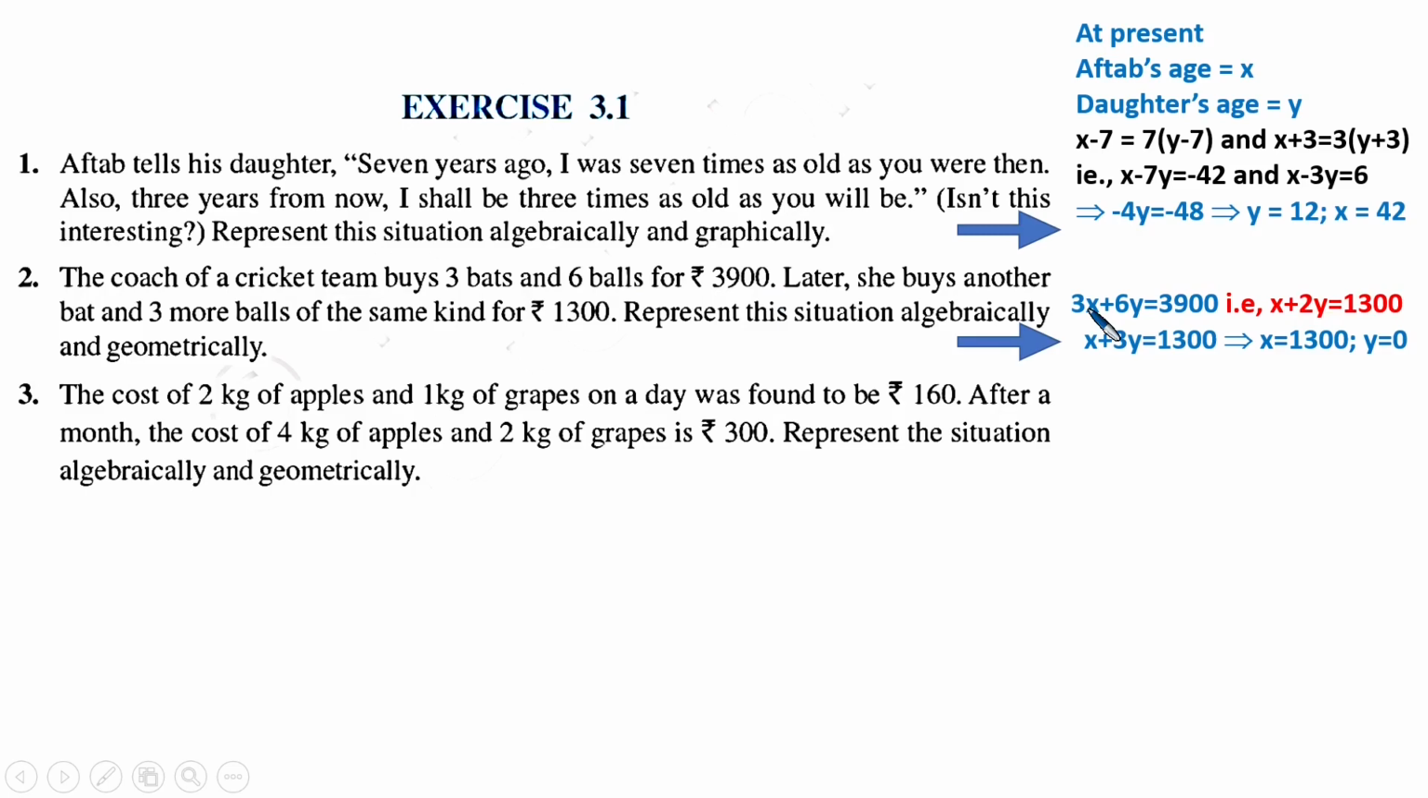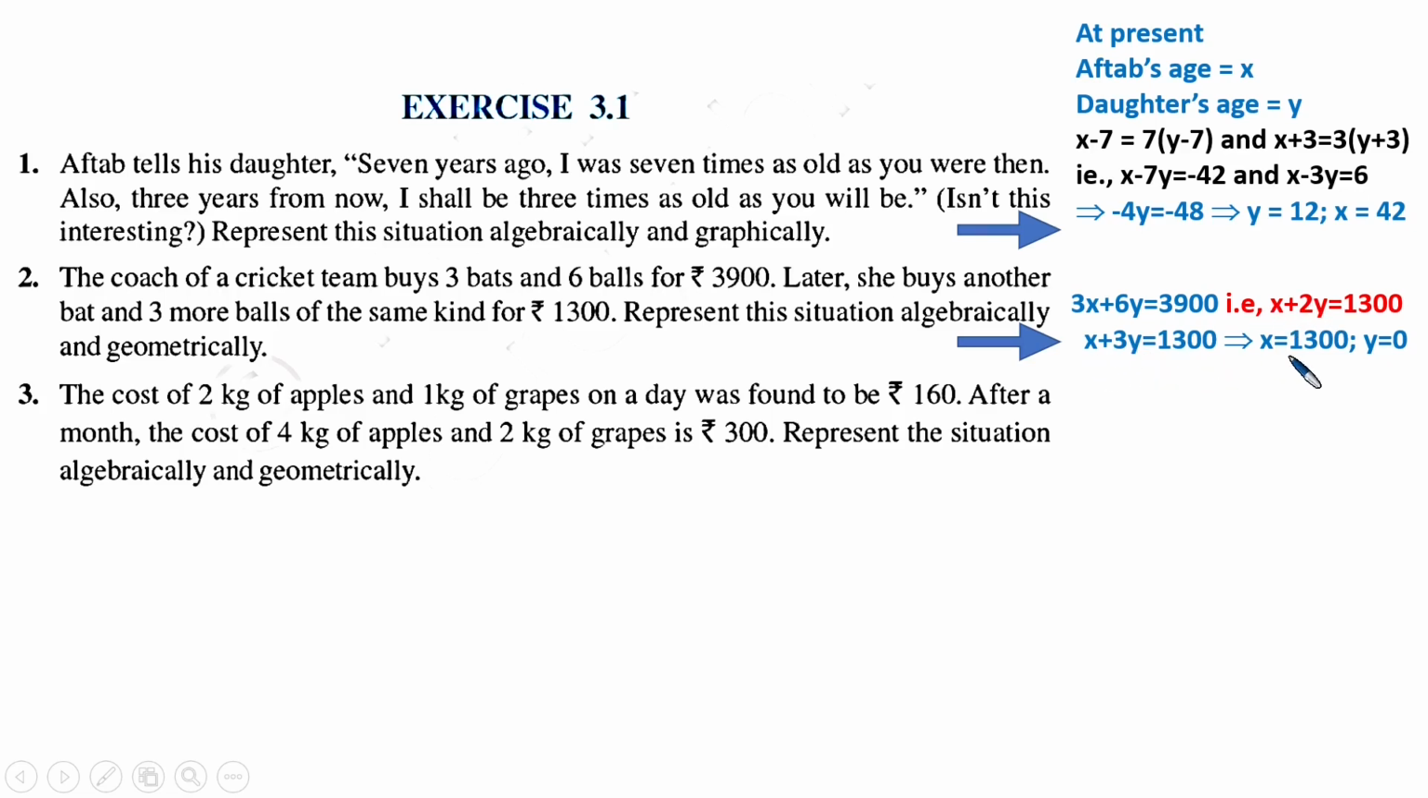So here 3 bats, whatever the price is x, plus 6 balls, the price of the ball y, is 3,900. I can simplify this: if I divide all of them by 3, I get x plus 2y equal to 1,300. And then also 1 bat and 3 balls, x plus 3y, is 1,300 rupees. So you have now two equations, x plus 2y equal to 1300 and x plus 3y equal to 1300. But you see here that a1 by a2 is not equal to b1 by b2. This one is not equal to 2 by 3.